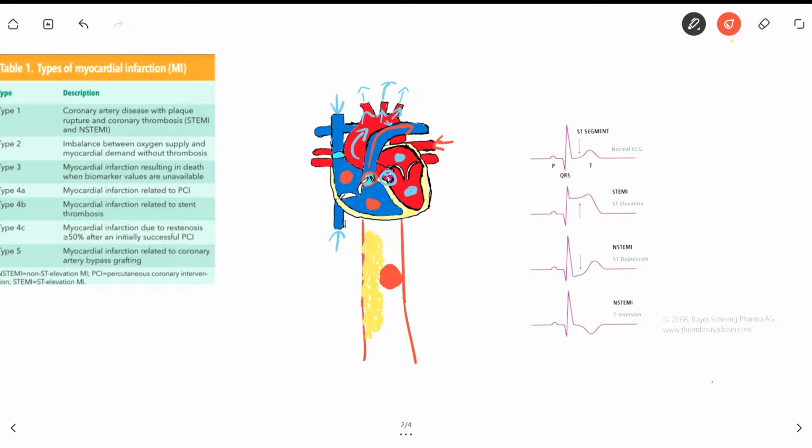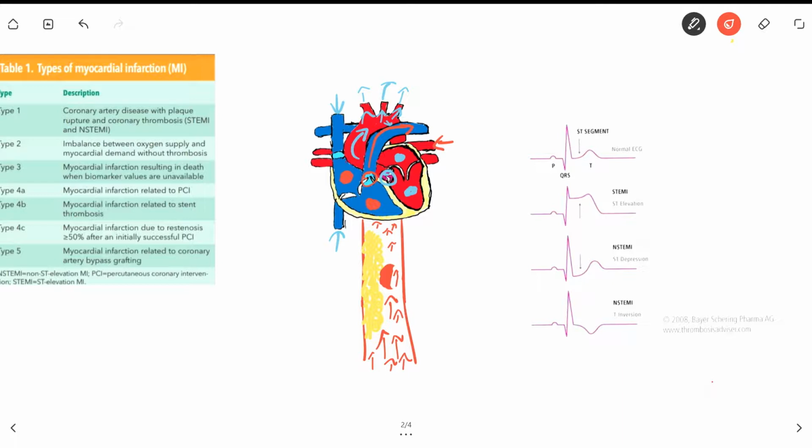So a type 1 heart attack is when a plaque ruptures and creates a blood clot, and when this happens, it blocks the flow of blood to the heart muscle. So, when a blood clot forms, it can either fully block the artery or partially block the artery, but still cause very minimal blood flow to the heart muscle. So, this is basically a heart attack.